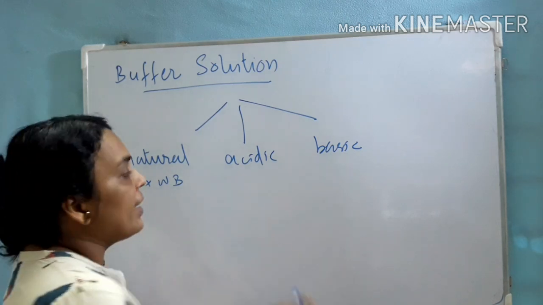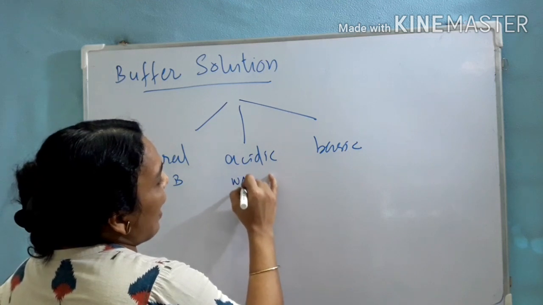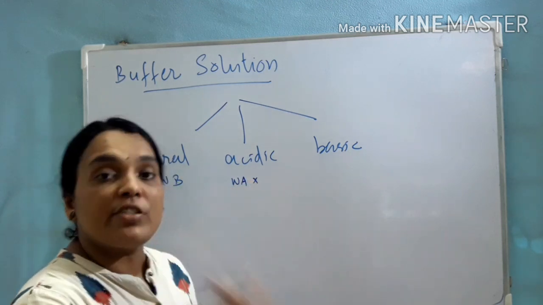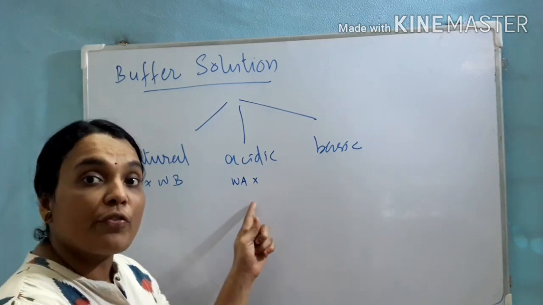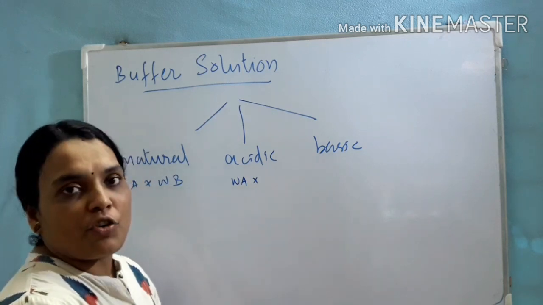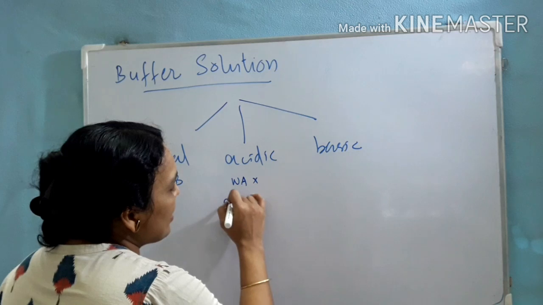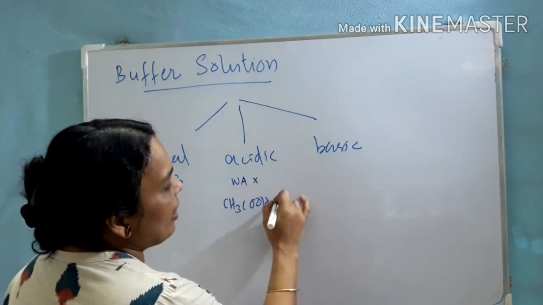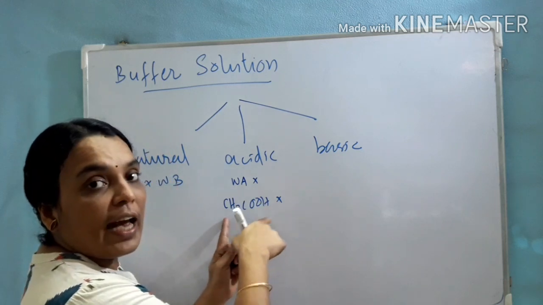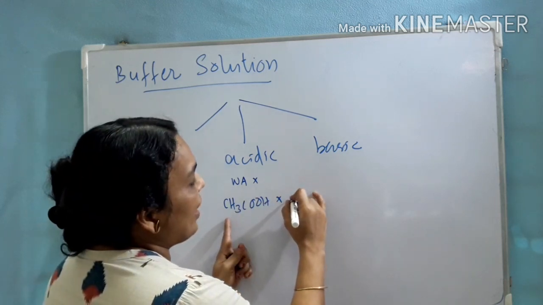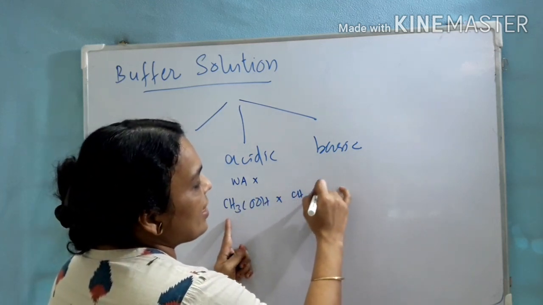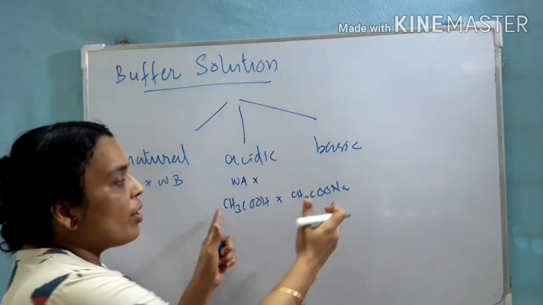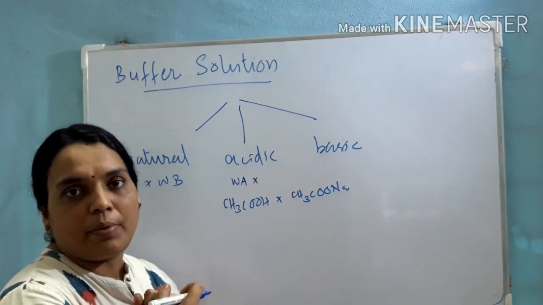Acidic buffer is a mixture of a weak acid and salt of this weak acid with a strong base. For example, acetic acid, a weak acid, with its salt with a strong base like NaOH. So we can say CH3COONa, sodium salt of acetic acid. A mixture of this is called acidic buffer.